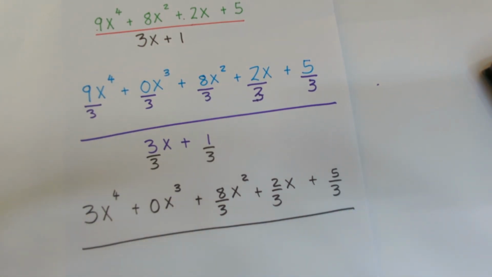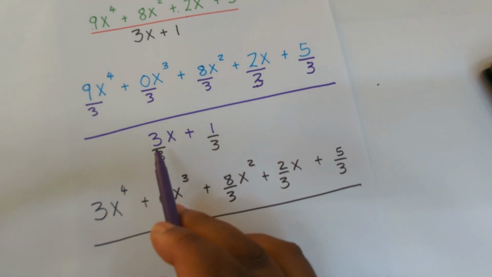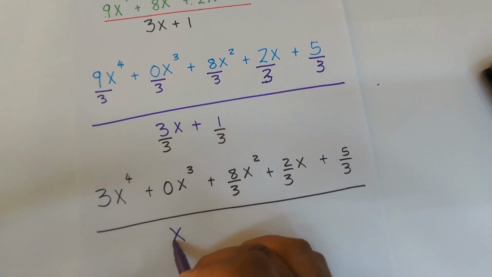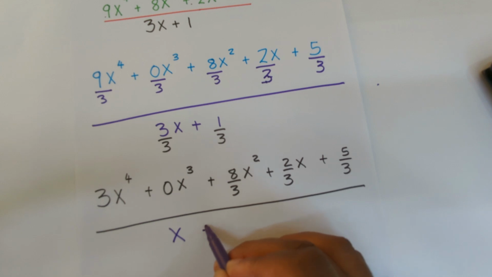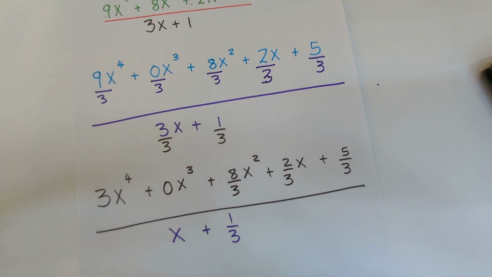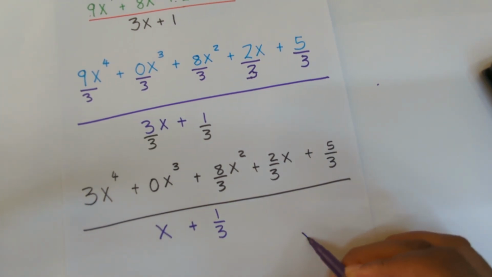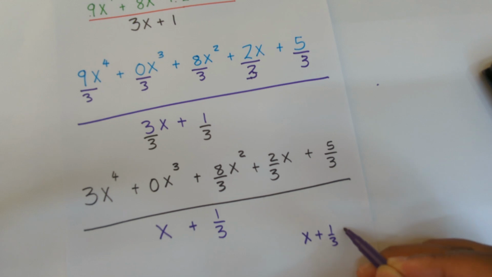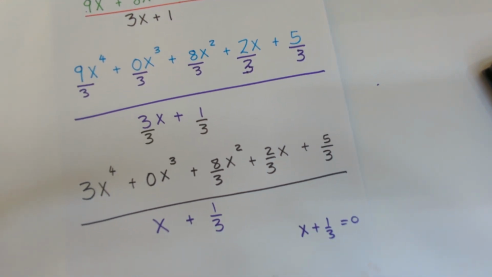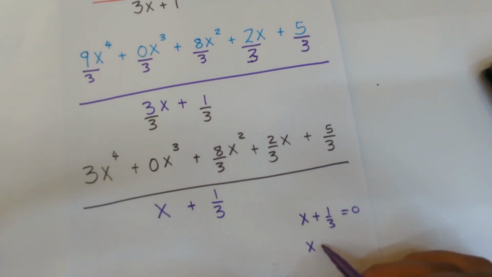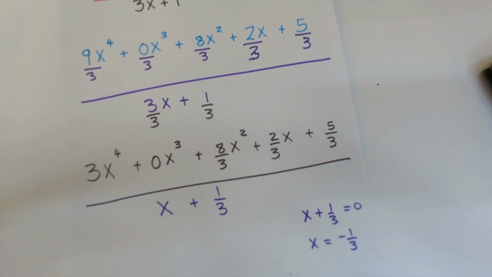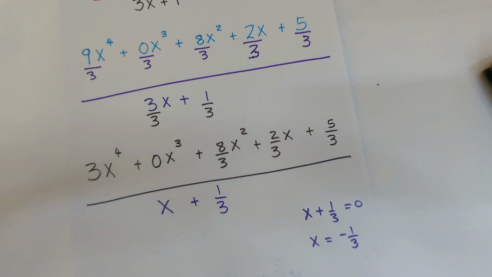Our divisor is now 3 divided by 3, that's a 1. So we're going to remain with x here, plus 1 over 3. Now we take the denominator, which is our divisor, x plus 1 over 3, and set it equal to 0. And then solve for x. Solving for x here will give us x is negative 1 over 3, which leads us to the next step.